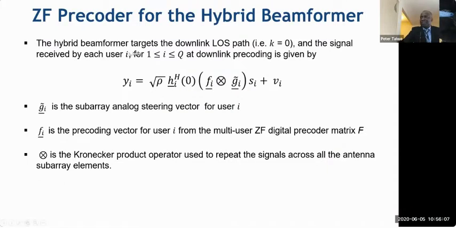So the hybrid beamformer targets the downlink LOS part, just like the digital beamformer, and the received signal by the user is expressed as this. We can notice that the difference between this expression for the hybrid, as compared to that of digital, is that the precoder changes, and it's now comprised of the digital precoder and also the sub-array analog steering. And this is different for each user. The Kronecker product is used between the two precoders, because the essence of this is to repeat the signal across all the antenna sub-array elements for each user.